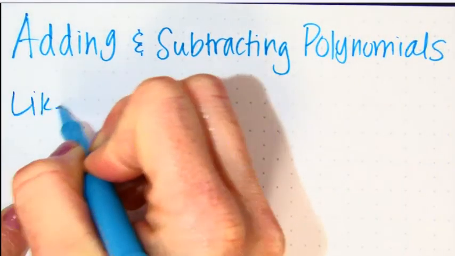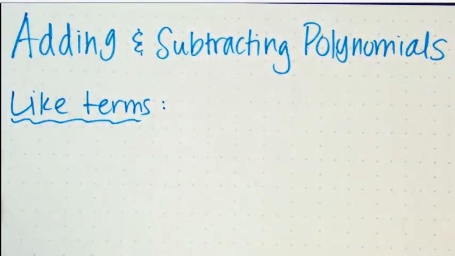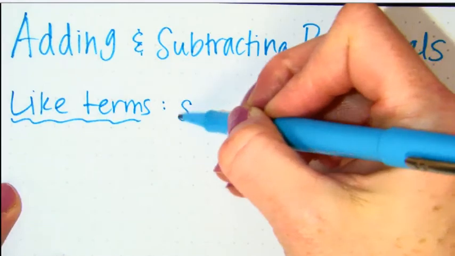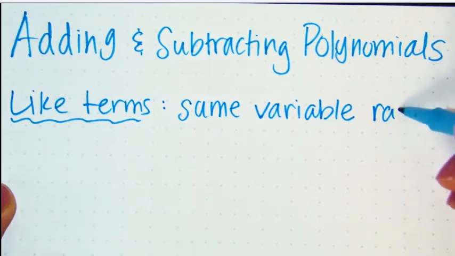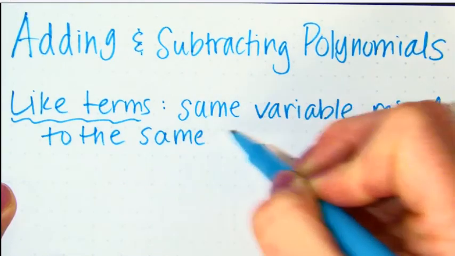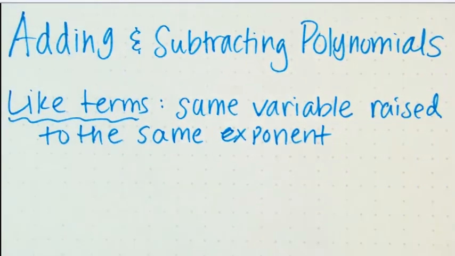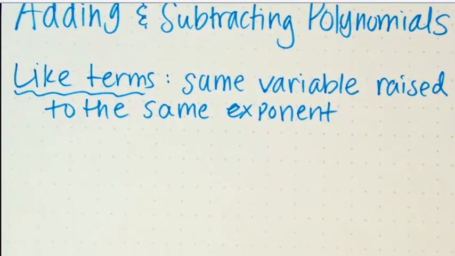Let's review what like terms are. Two terms are alike if they have the same variable raised to the same exponent. So same variable raised to the same exponent. If you have multiple variables in the term, those variables would have to be raised to the same exponent to be alike.